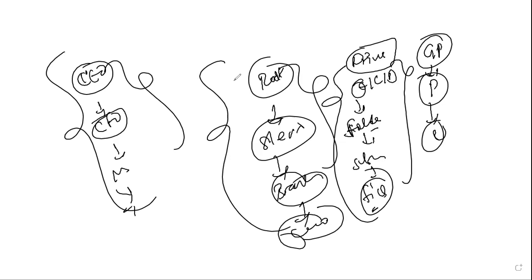So in the same way, the RDBMS also follows this hierarchy. Okay. So RDBMS stores data in the file system. Okay. This file system follows the hierarchical model.